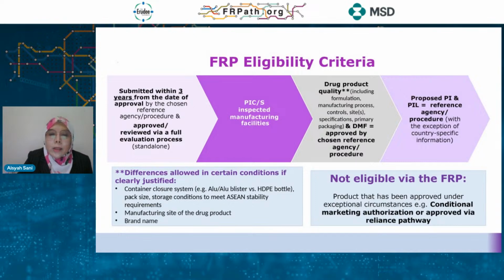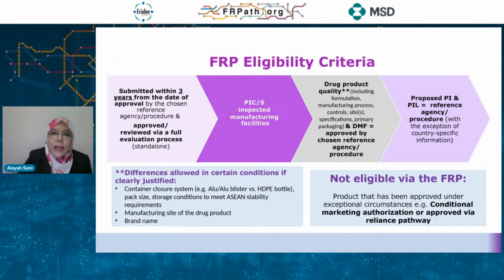So before we talk in more detail about verification of the sameness, let's see what the eligibility criteria, requirements, and tools included in the FRP guideline are. So for the eligibility criteria, the product must be submitted to NPRA within 3 years from the date of approval by the chosen reference agency or procedure. And we also mentioned in the guideline that the manufacturing site must be inspected by PIC/S members, and the quality part, including formulation, process, control, specification, etc., and drug master file, and also the proposed package insert and package information leaflet should be identical, the same as what has been approved by the reference agencies.